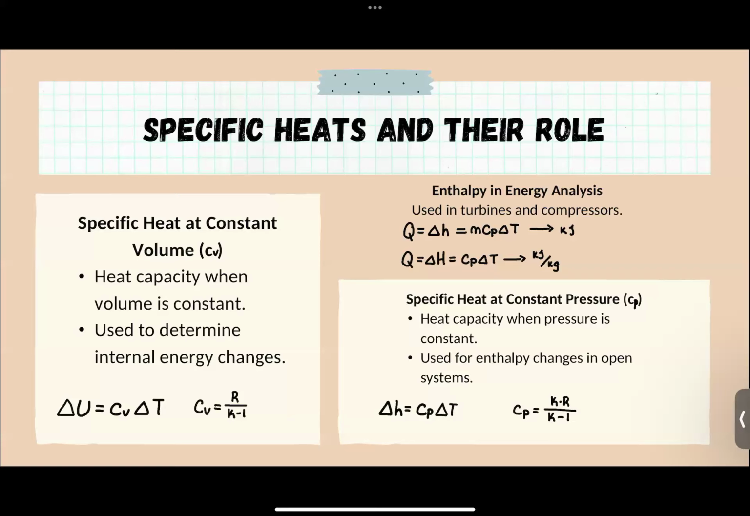That can be related to the energy analysis in turbines and compressors, for example, where heat would be equal to a change in enthalpy, and that is also equal to the specific heat at constant pressure times the change in temperature.